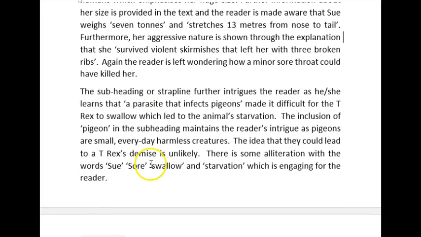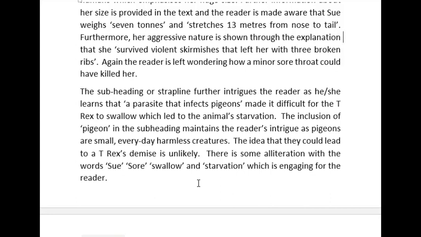The subheading or strapline further intrigues the reader as he or she learns that a parasite that infects pigeons made it difficult for the T-Rex to swallow, which led to the animal's starvation. The inclusion of pigeon in the subheading maintains the reader's intrigue. So again, the impact on the reader, as pigeons are small, everyday harmless creatures. So we're explaining the impact of this word. The idea that they could lead to a T-Rex's demise is unlikely.